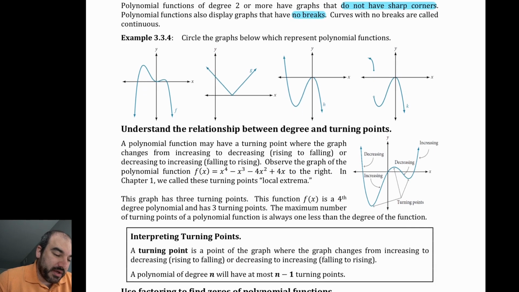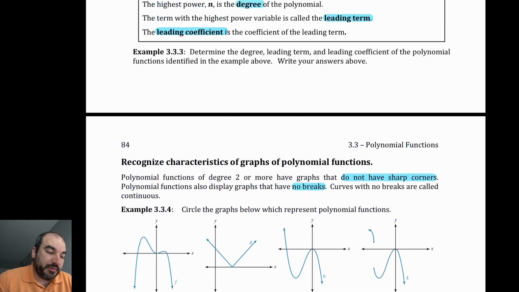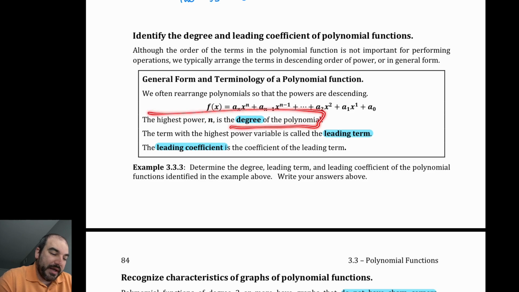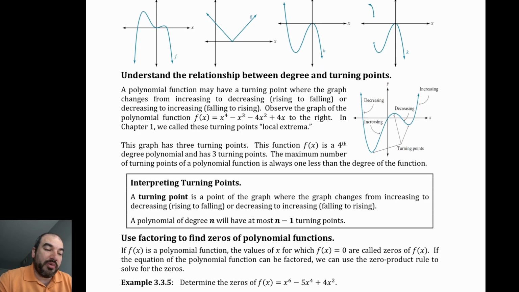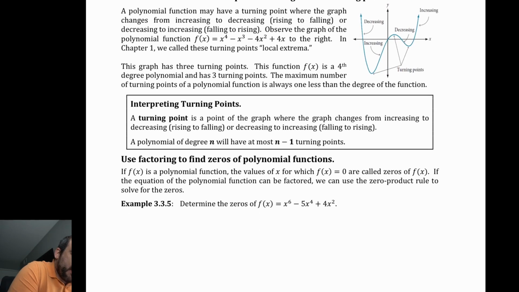There's a relationship between the degree of the polynomial, which if you remember is the highest exponent, highest power, and the number of turning points that a graph can have. And the relationship is that if you have a polynomial of degree n, we'll have at most n-1 turning points. Now that's a very simple statement, a very simple relationship between the degree and the number of turning points, but it leads to a lot of things.